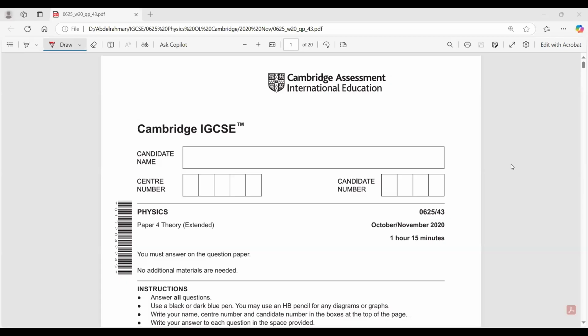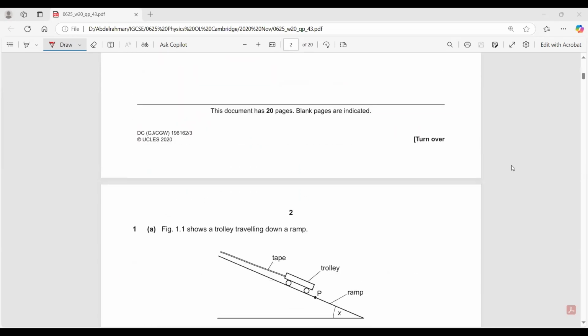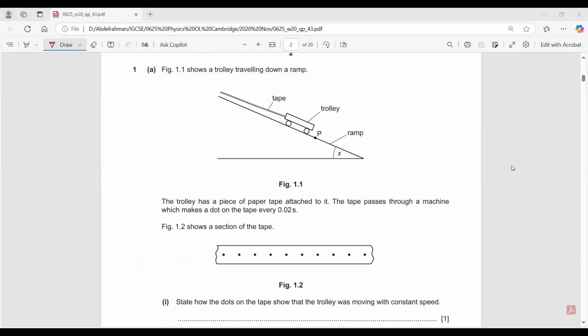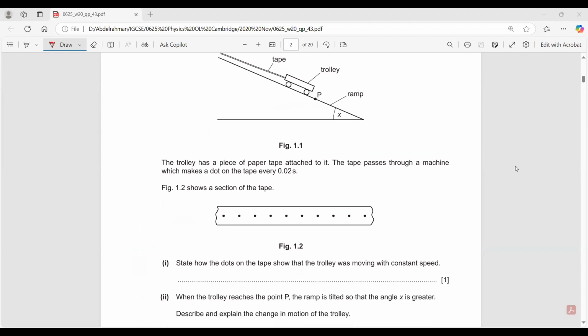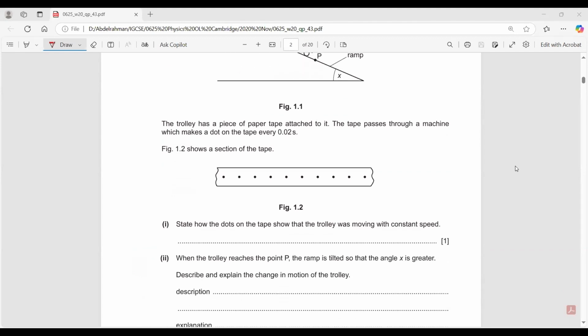Okay, November 2020, paper 4, variant 3. Question 1. Figure 1.1 shows a trolley traveling down a ramp. Figure 1.2 shows a section of the tape. State how the dots on the tape show that the trolley was moving with a constant speed. Why was it moving with a constant speed?